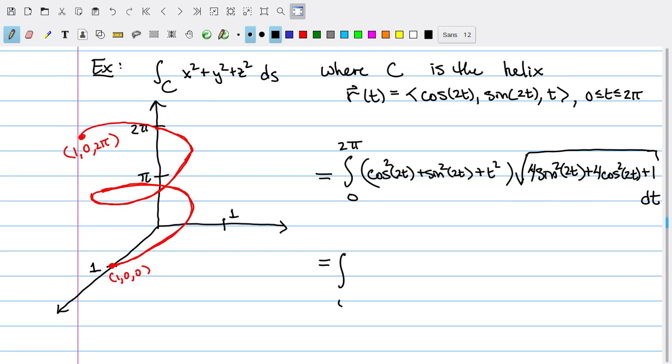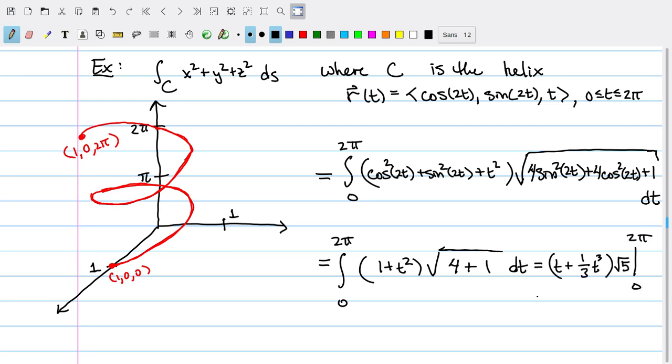And this is now going to become, if I remember that sine squared plus cosine squared is 1, the integral from 0 to 2 pi of 1 plus t squared times the square root of 4 plus 1 dt, which is a very easy integral to do. This is t plus 1/3 t cubed times the square root of 5 evaluated from 0 to 2 pi. So our final answer is 2 pi plus 1/3 the quantity 2 pi cubed times the square root of 5.